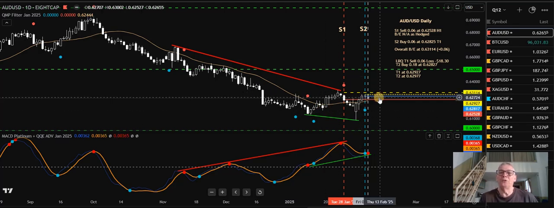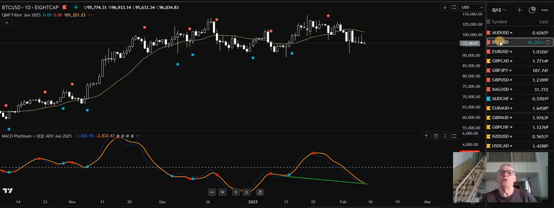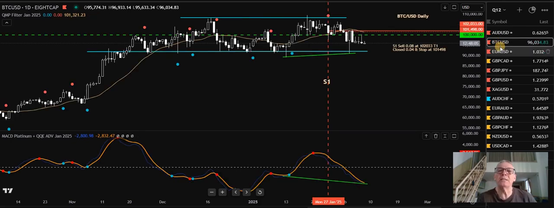So we're just waiting. We're in sort of no man's land on the Aussie at the moment. No major problem. Bitcoin, BTC USD, in a sell trade still. Now there's something happening here, because Bitcoin is 24/7. Forex markets are 24/5.5. Bitcoin's 24/7. So this is the only one that's actually moving if you look at the prices there.